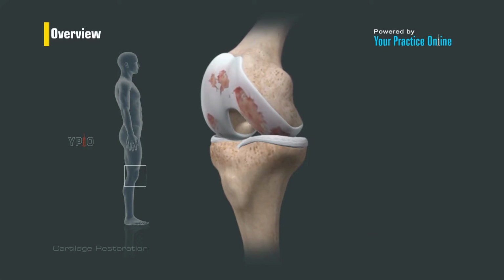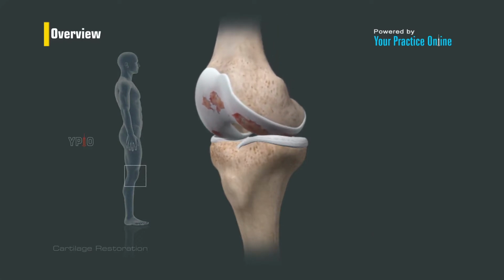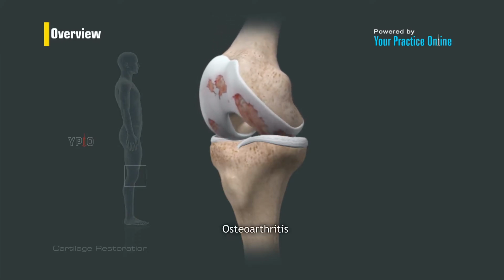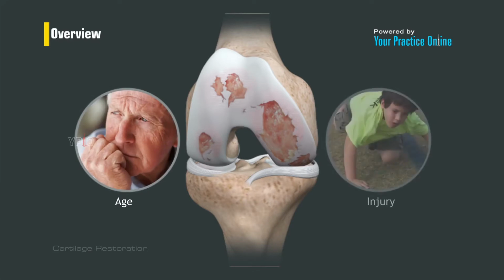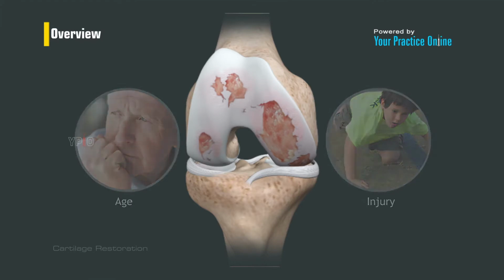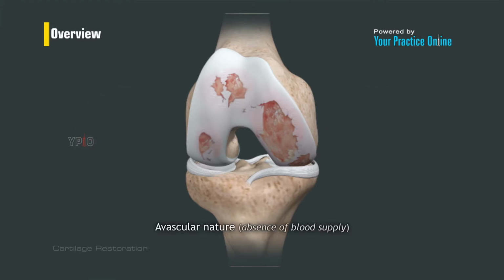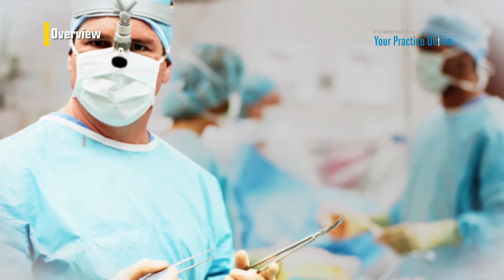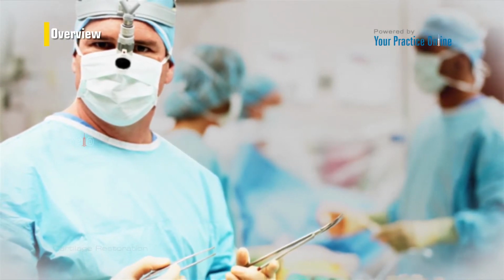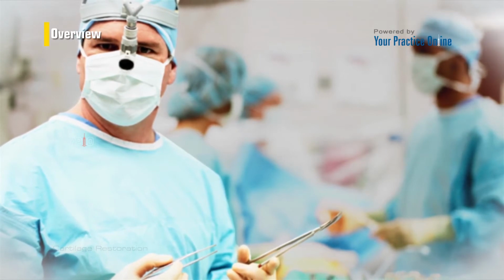When cartilage is damaged, it can cause painful movements and limited joint mobility and eventually progress to osteoarthritis. Cartilage damage can occur from normal wear and tear of the body's joints as we age, as well as from injury or other disease conditions. Because of its avascular nature, absence of blood supply, cartilage cannot repair itself, and therefore surgical treatment is usually required to restore cartilage function and prevent progression of the damage into arthritis.